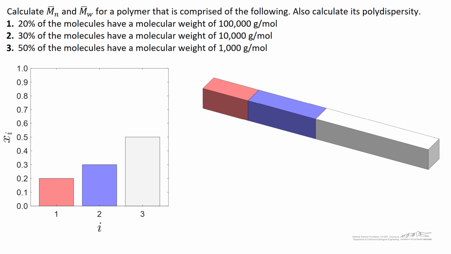However, this is not true at all. It actually looks something like this. The wide majority of the material has a molecular weight of 100,000 grams per mole, despite the fact that its mole fraction is only 20%. Only 20% of the total number of molecules is comprised of this high molecular weight material. However, the wide majority of the mass is comprised of this high molecular weight material. And we'll see why in a second.